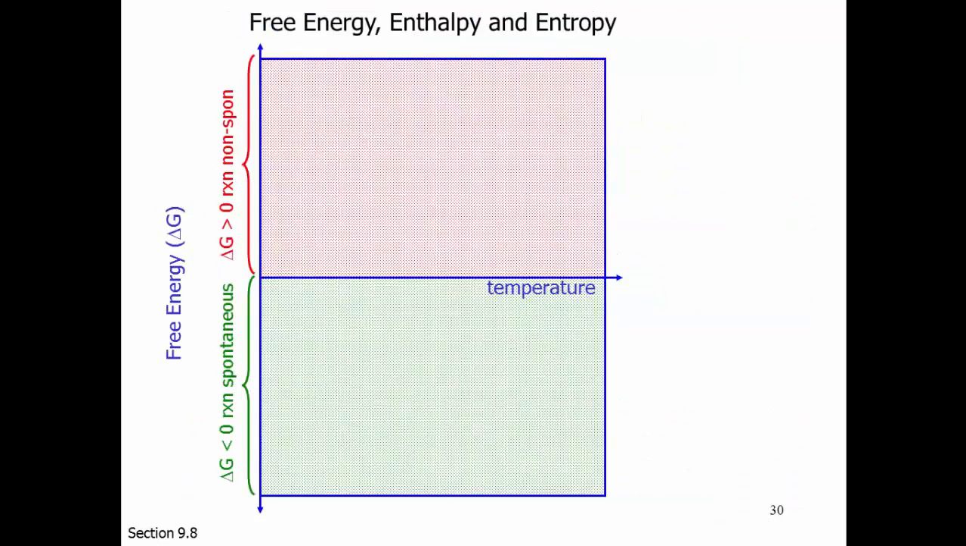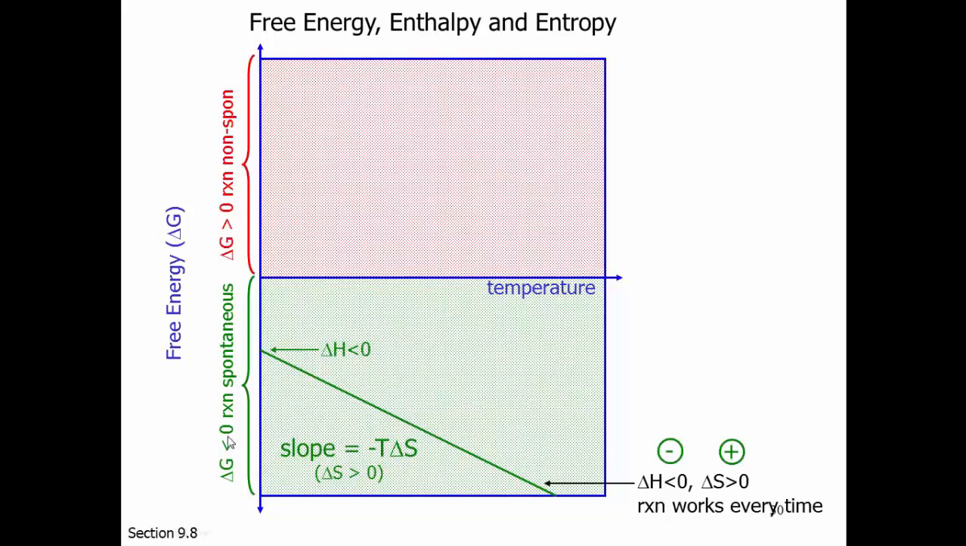Some of you enjoy graphs, so I can also explain it this way. What we have here on the y-axis is the value of delta G. On the x-axis is temperature. In the green zone, delta G is negative, so the reaction will go. In the red zone up here, delta G is positive, so the reaction is non-spontaneous. When we have delta H starting at a negative value and delta S being positive, so the slope is negative, the reaction works every time under every set of conditions.